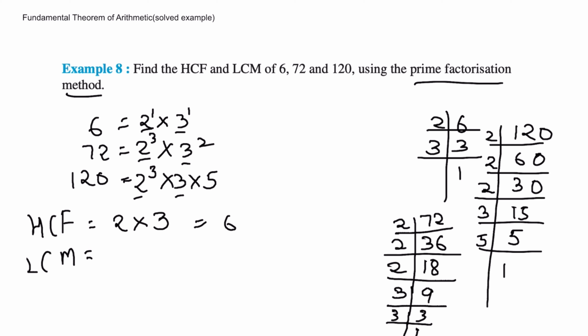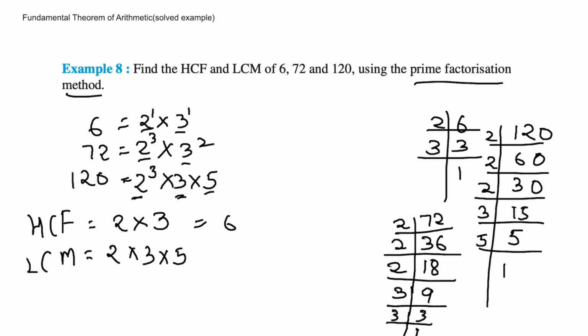What about LCM? Now LCM goes against, it's completely opposite. This time we have to take all the possible factors. They don't have to be the common ones. So even if it's just repeating one time, we are still going to take it. So for that we have 2, 3 and 5. So all of them will be present here.